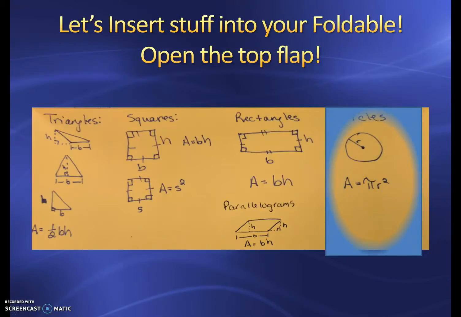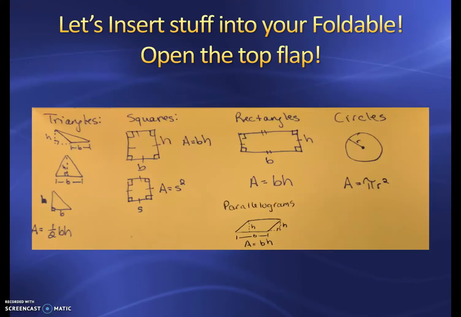And then finally, we have our circles. Again, I'm not an artist here, so please forgive me if these are awful. But for the circles, we have a radius, and so to find the area of a circle, it's pi r squared. Okay, so make sure you get all these written in.